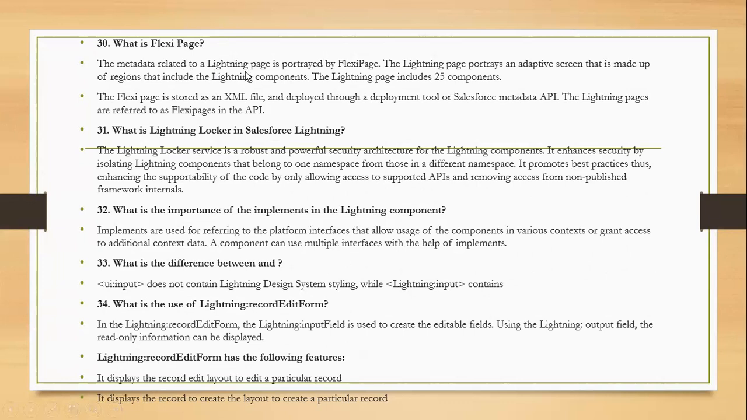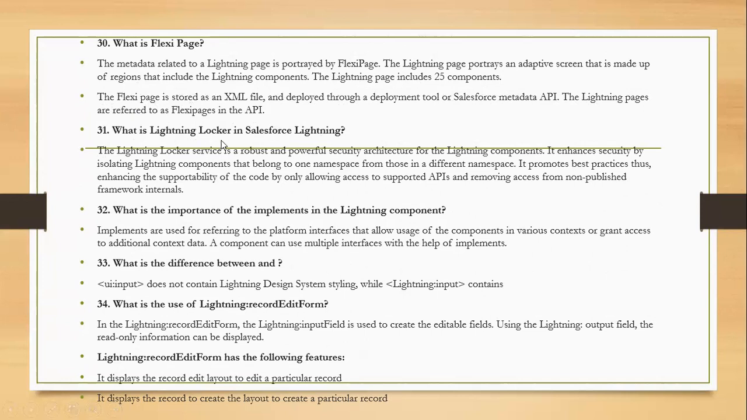What is the FlexiPage? The metadata related to a Lightning page is portrayed by the FlexiPage. The Lightning page is a proprietary adaptive screen made up of a design that includes the Lightning components. The Lightning page includes 25 components. The FlexiPage is stored as an XML file and deployed through deployment tools and the Salesforce Metadata API. The Lightning page is referred to as the FlexiPage in the API.